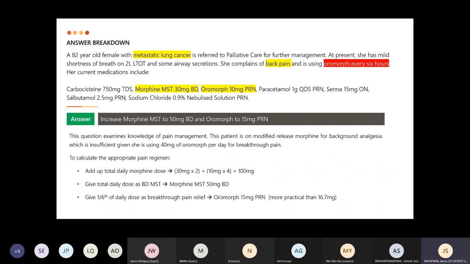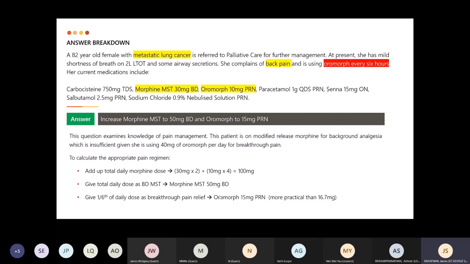So what the MST is supposed to do is basically make you pretty much pain-free. And then the Oromorph is just for when you have acute pain because you've gone out in the garden, or you go into shops, or late at night you have difficulty sleeping because you've got a metastasis inside your vertebra or whatever. So that's just for breakthrough pain. We shouldn't have to be using it on a regular basis. So we need to increase that MST dose so that's actually controlling her baseline level of pain.